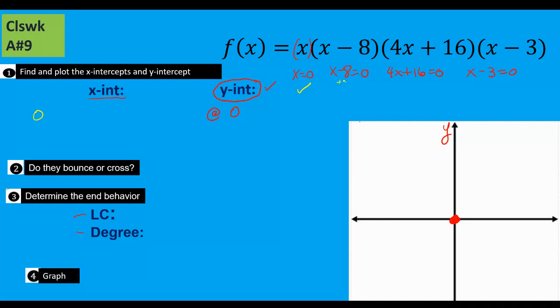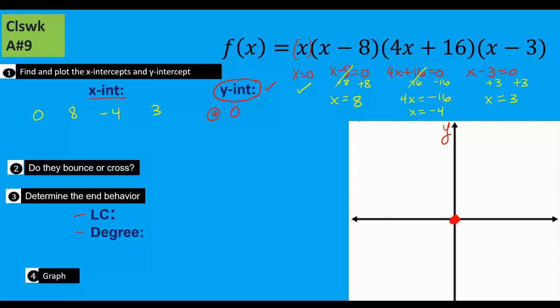This one, we would add 8 to both sides. So x is equal to positive 8. And this one, we have to subtract 16 from both sides and then divide by the 4. And if we divide by 4, we get x equals negative 4, right? Because negative 16 divided by 4. In the last one, we would add 3 to both sides. So x is equal to 3. And then we can put those dots on the graph.